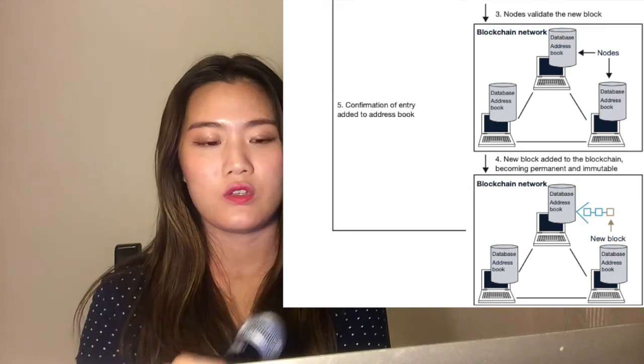confirmation of the entry is added to the address book. Proof of work is based on a principle that a difficult mathematical puzzle has to be solved by miners, and the solution has to be proven easily by the nodes, so that it is impossible for attackers to manipulate the network. And the larger the network, the more resistance to manipulation, which makes sense because there are more puzzles to solve. Whereas proof of stake is a consensus mechanism in which users who have a stake in the system are granted the opportunity to validate blocks and earn rewards.